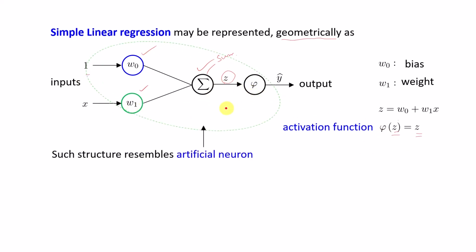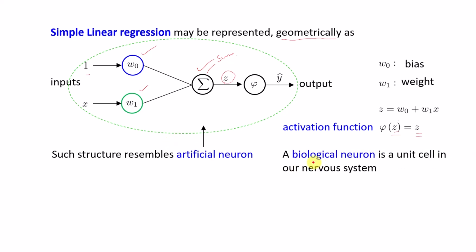Now in this structure, we see that there is input, then inputs are multiplied with some scalars, then we add them up, then we pass it through the activation, and we get the output. This entire structure is something that we call an artificial neuron. Why do we call it an artificial neuron? Because this resembles a biological neuron.